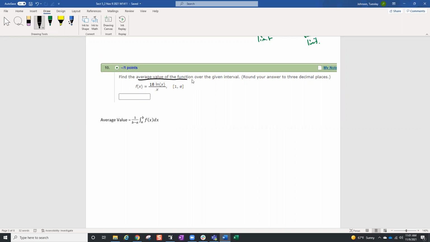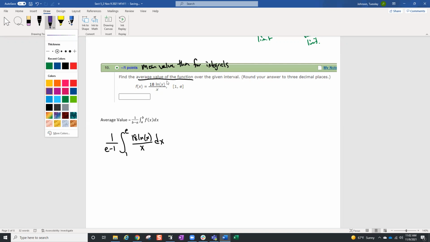So the average value of the function. Remember, this came from the mean value theorem for integrals. It was right in that section. And the average value for a function, I typed the formula here for us, just as a reminder. In order to find this, we find the total area and we divide it by the width of the interval. That's going to give us our average height. So in this case, the integral from 1 to e of 1 over e minus 1, I forgot that part, 18 natural log of x all over x dx.